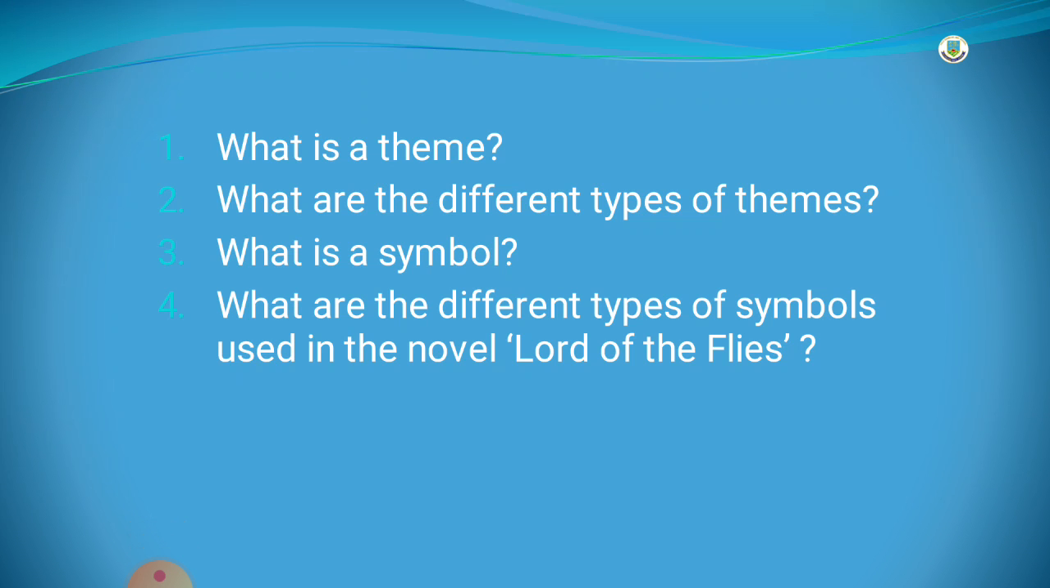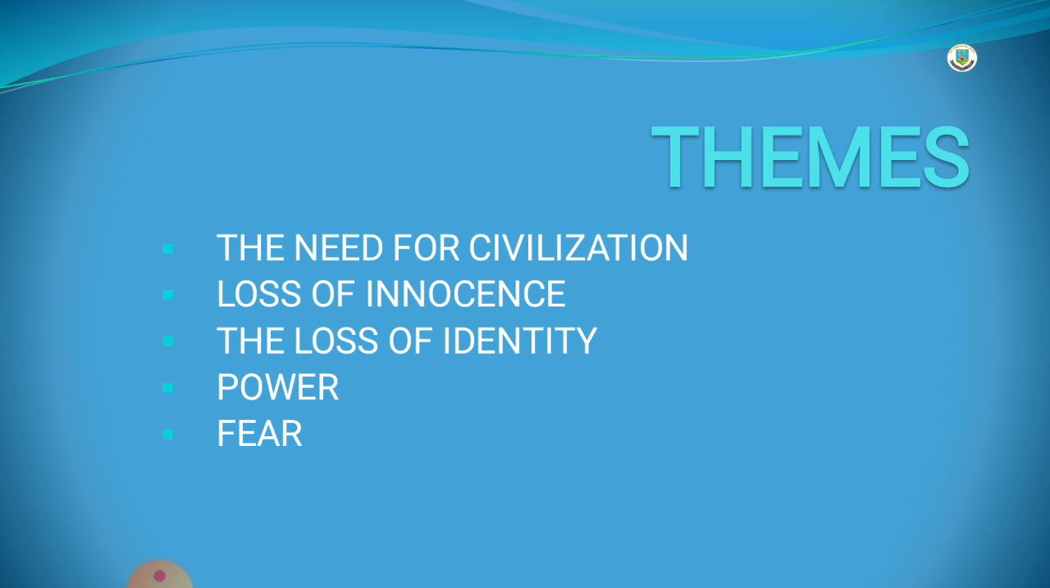Theme is the underlying truth of the story, not the plot, but what the plot means. In Lord of the Flies, there are many themes and they are interwoven with each other. The different types of themes used in the novel Lord of the Flies. Number one, the need for civilization. The most obvious of the themes is man's need for civilization.